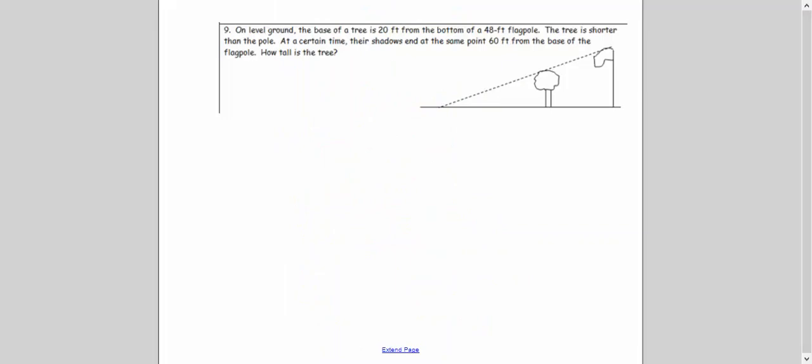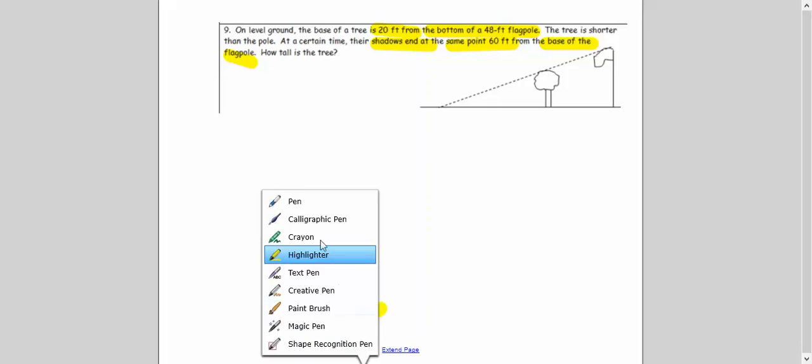All right, here's another one. Now again, let's look at what information they're giving us in the problem, because that's always important to look at. So on level ground, the tree is 20 feet from the bottom of the flagpole. Okay, and the flagpole is 48 feet. The tree is shorter than the flagpole, and at some time the shadows are at the same point 60 feet from the base of the flagpole. All right, so that's the information they gave us.